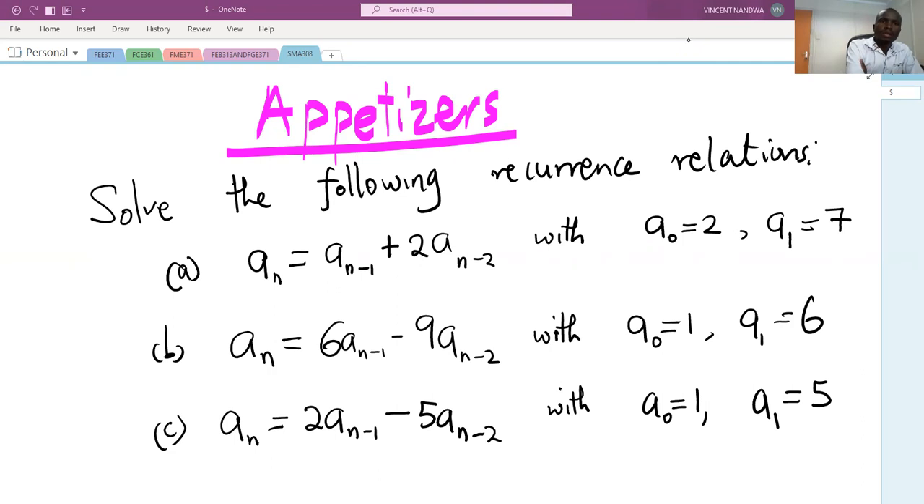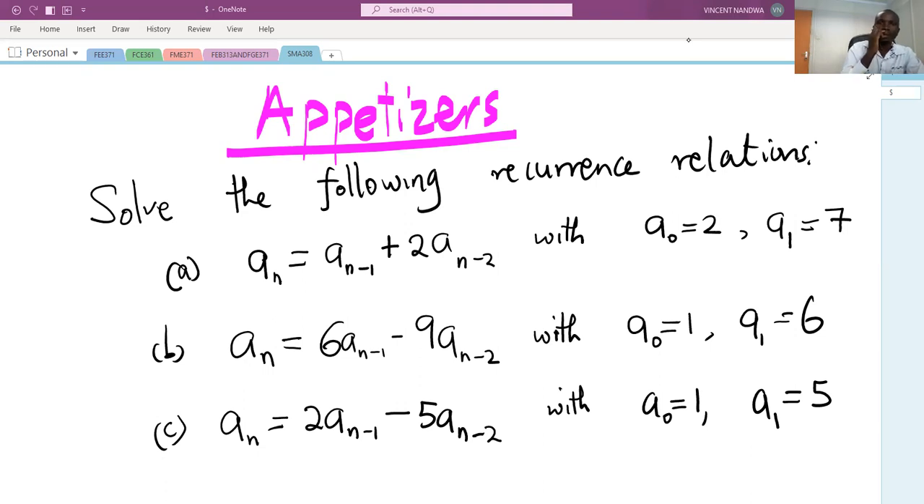So the first recurrence relation is a_n equals a_{n-1} plus 2a_{n-2}. The initial conditions are a_0 = 2 and a_1 = 7. The second recurrence relation is a_n equals 6a_{n-1} minus 9a_{n-2}, with the initial conditions a_0 = 1, a_1 = 6. And the third recurrence relation is a_n equals 2a_{n-1} minus 5a_{n-2}, with the initial conditions a_0 is 1 and a_1 is 5.